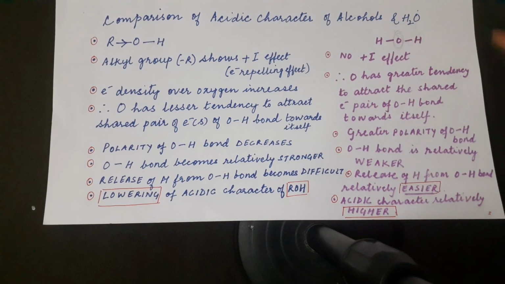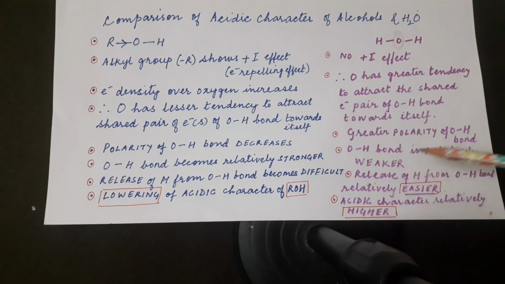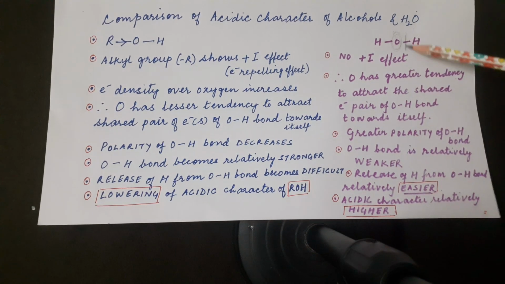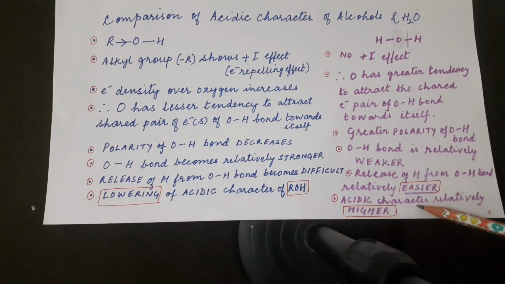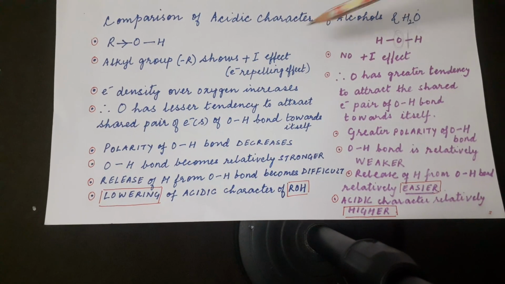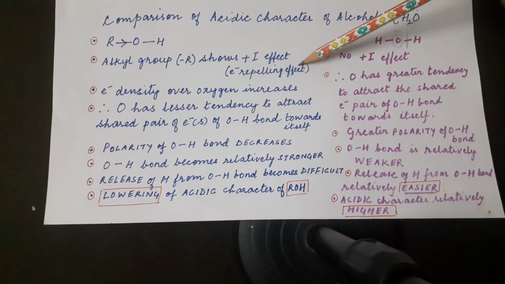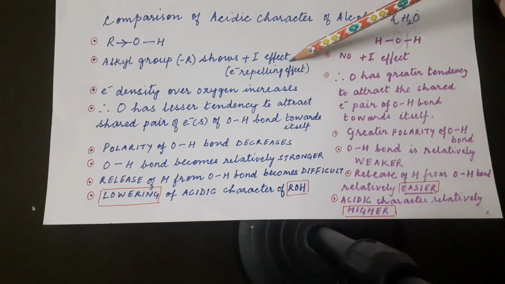If sharing is lesser or polarity is greater, the OH bond becomes weaker, and the release of the H atom or H ion from the OH bond becomes easier, which results in a greater acidic character for water. So as a conclusion, we may say that alcohols are weaker acids than water. And what is the fundamental reason for this difference in the acidic strength? The presence of the alkyl group and its electron repelling or plus I effect.